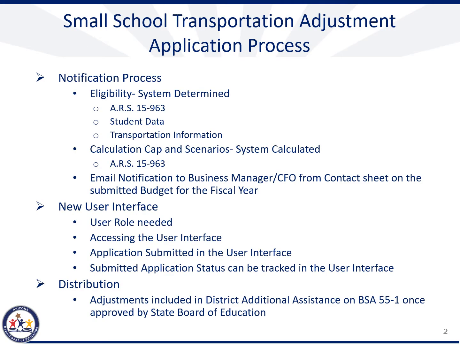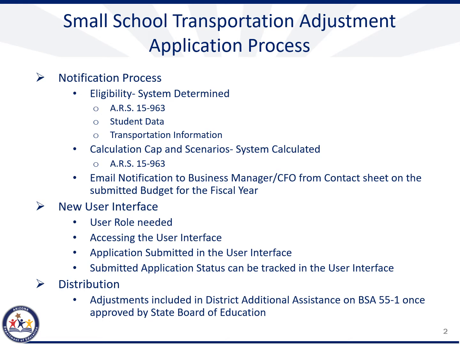We will be going over the notification process, including the system determined eligibility per ARS 15-963. We'll show you the student data and transportation information used to determine your eligibility, which is prior year information. We'll also go over the calculation cap, which is system calculated per ARS 15-963. We'll show you the email notification of eligibility that's sent to the business manager and CFO.